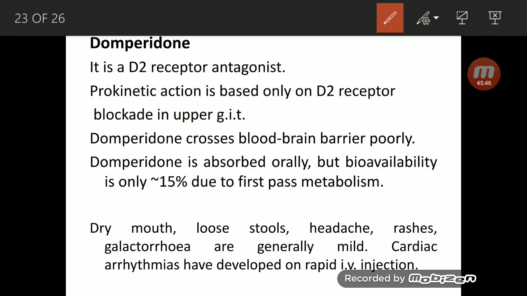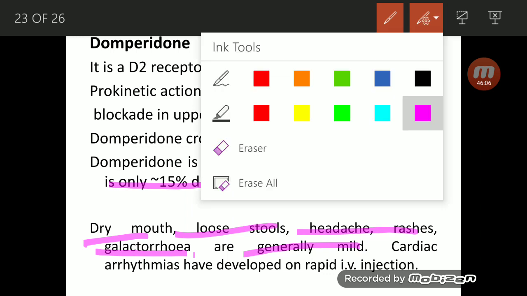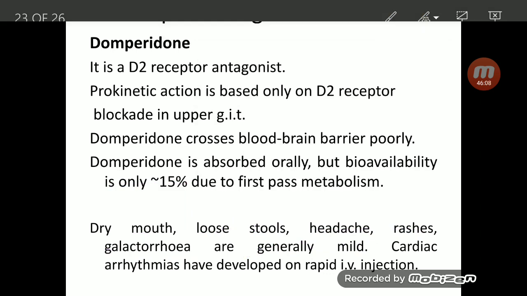Domperidone does not cross the blood-brain barrier. Its bioavailability is very low. And the side effects that you generally see are dry mouth, loose stool, headache, rashes, galactorrhea, but it is generally mild. Cardiac arrhythmias may develop whenever you use the IV injection.